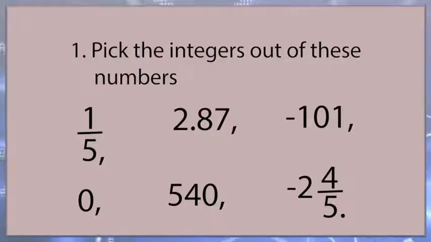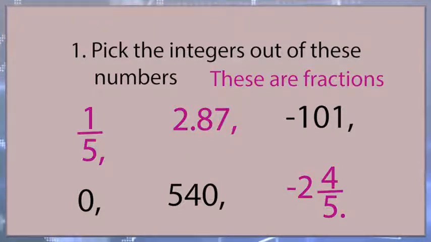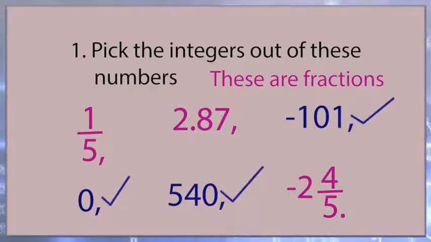I hope you have finished. I got 3 numbers, and I hope you also got 3. Now, the set of integers has to do with complete objects. So 1 over 5, which is a fraction, cannot be an integer. Again, 2.87 cannot be an integer. So the first integer is negative 101.